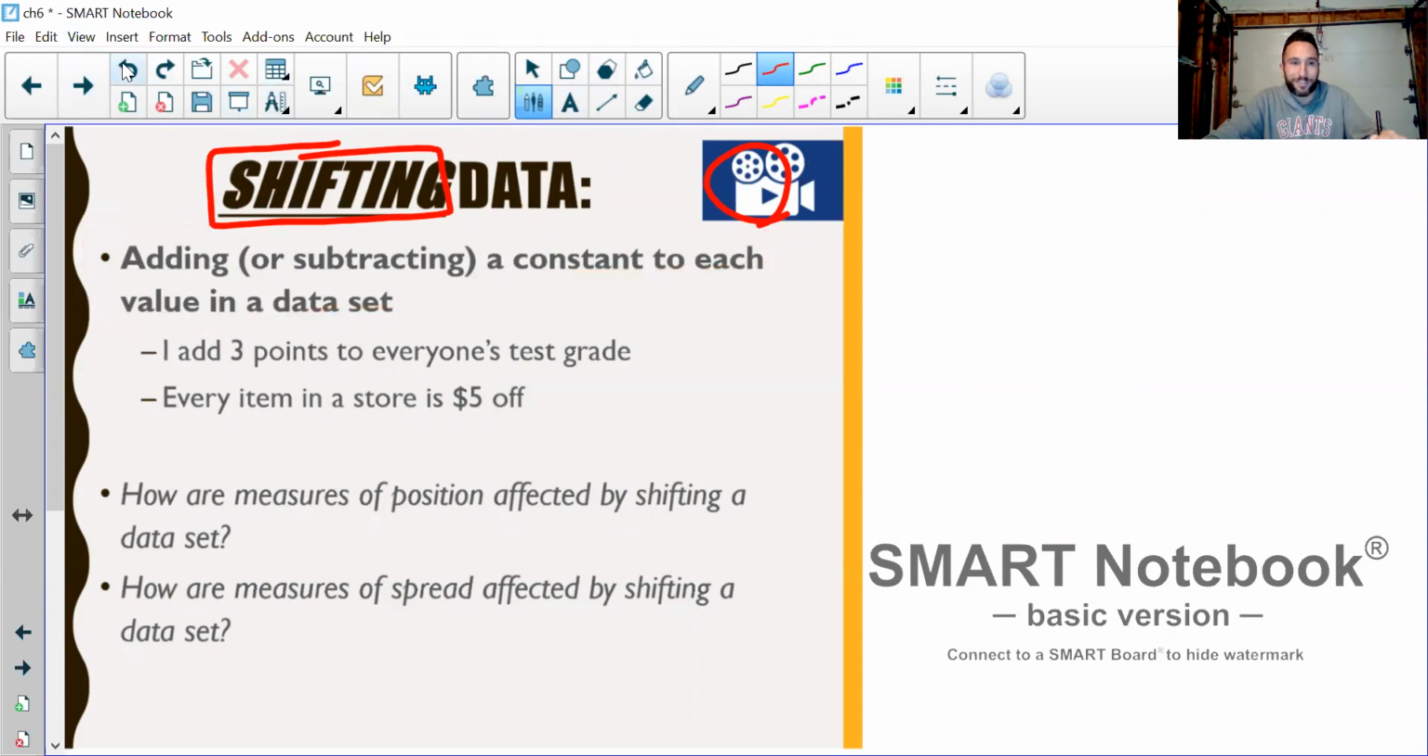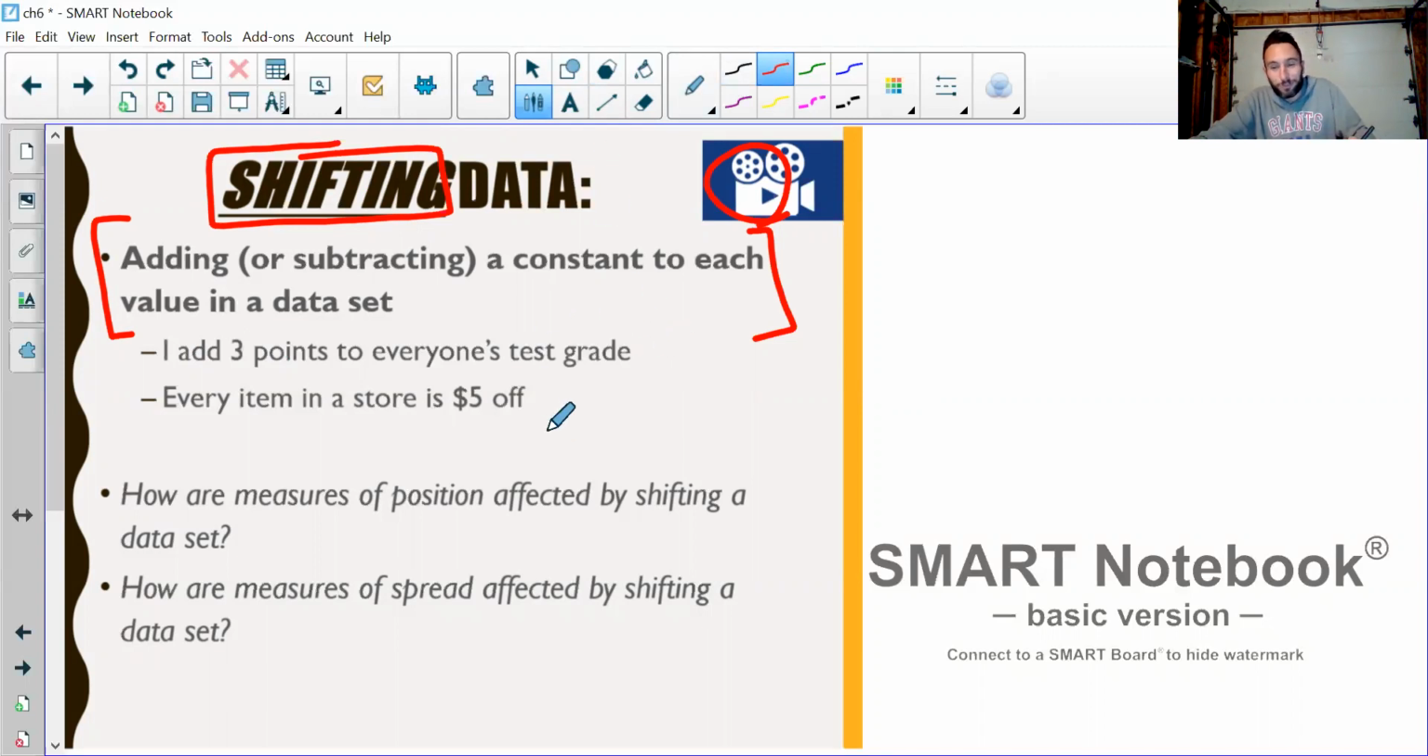That was a pretty bad box. So we're taking every single value in a data set, right, and adding some number to it. So for example, maybe I add 3 points to everyone's test grade, or give everyone a bonus 3 points. That's kind of an informal curve, right? That's not really what curving data means. We'll talk about that. But that's a lazy curve. I want to boost everyone's score.